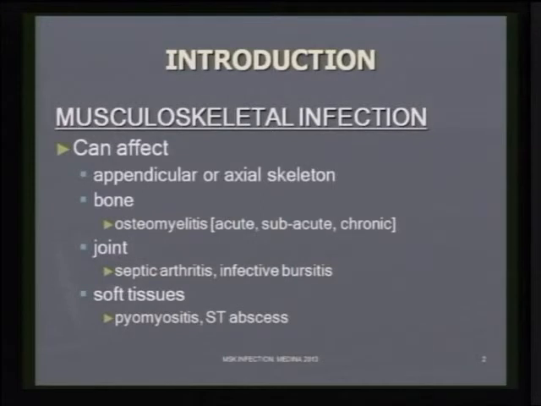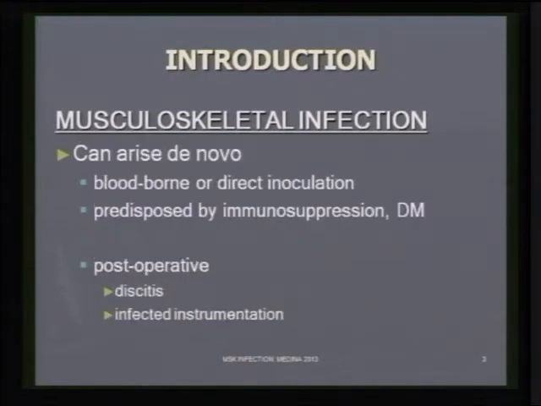Okay. Now, musculoskeletal infection, just as a short introduction, we know it can involve many aspects of the skeleton, appendicular and axial skeleton. Within bone, it is termed osteomyelitis, which can be acute, subacute, or chronic. Within joint, it can be septic arthritis or manifest as an infective bursitis. Within soft tissues, we can have primary muscle infection, pyomyositis, or soft tissue abscess.